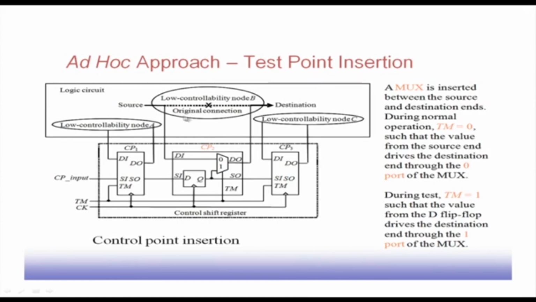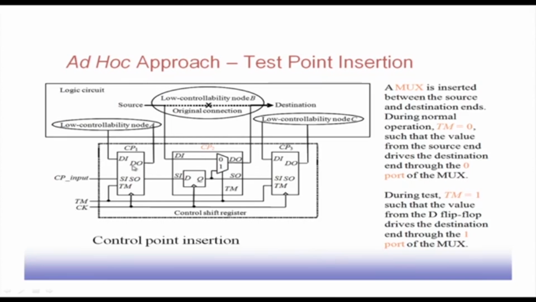Now, in the test mode, suppose we want to set some value to this destination of node B. What we do is, somehow we set this flip flop Q to the desired value, and then this test mode signal is made equal to 1. Then this Q will be available at DO and go to this destination. So, whatever bit we wanted to put at node B's destination will be done. The same structure is repeated in CP1 and CP3.